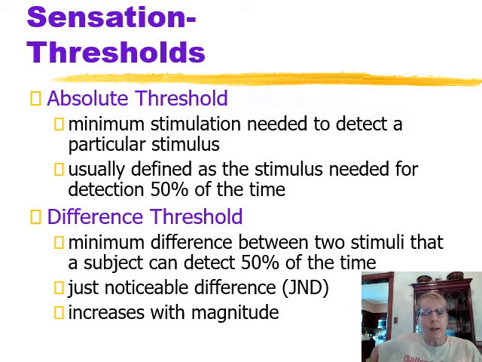All right, now the difference threshold here. Let me try and give you an idea. The difference threshold will also be referred to as the JND, or the just noticeable difference. Now, like I said, it is the ability to detect the difference between any two stimuli 50% of the time. Now think of it this way.